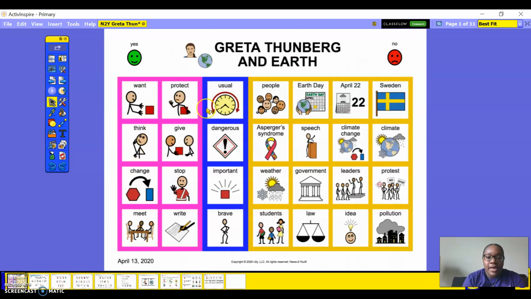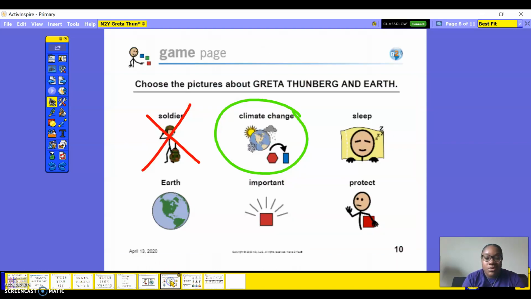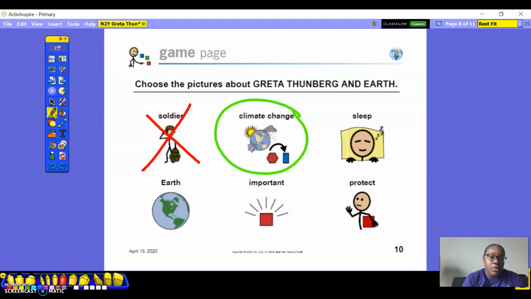If I'm using my eyes to look, I'm looking for sleep and I don't see it, so therefore it was not in our story. We're going to put an X on that. Great.